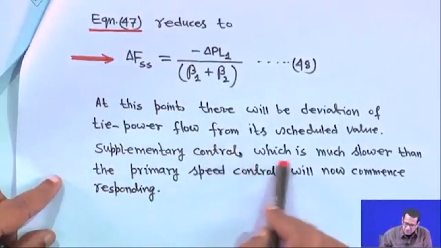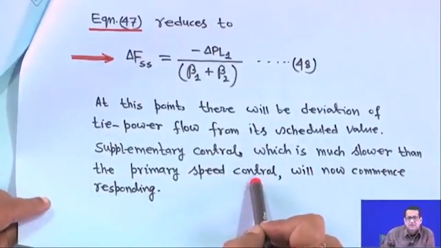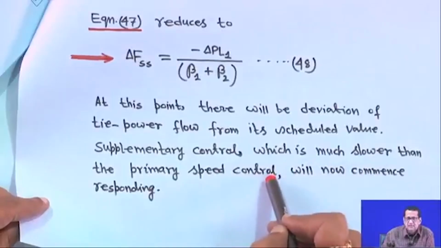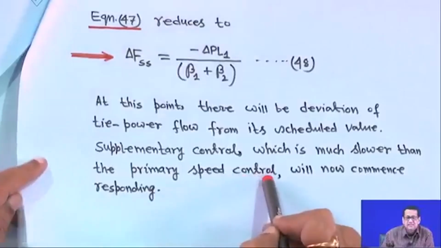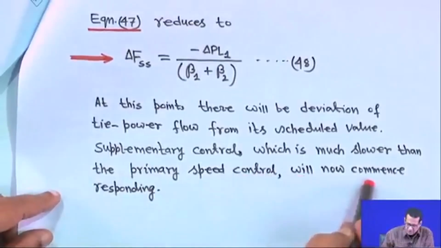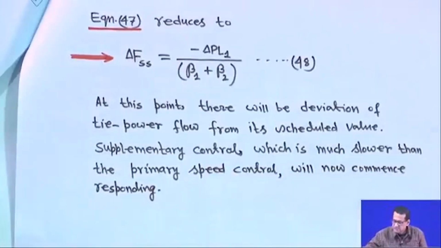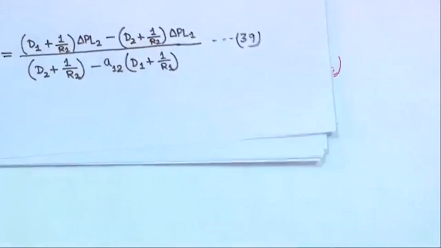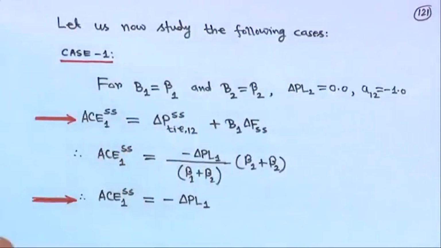So supplementary control is much slower than the primary speed control, that is, the regulation parameter. In primary speed control the action is over, and the supplementary control action now commences responding. So it is a slow process, right. If it is so, then we will consider a few cases. Let us now study the following.